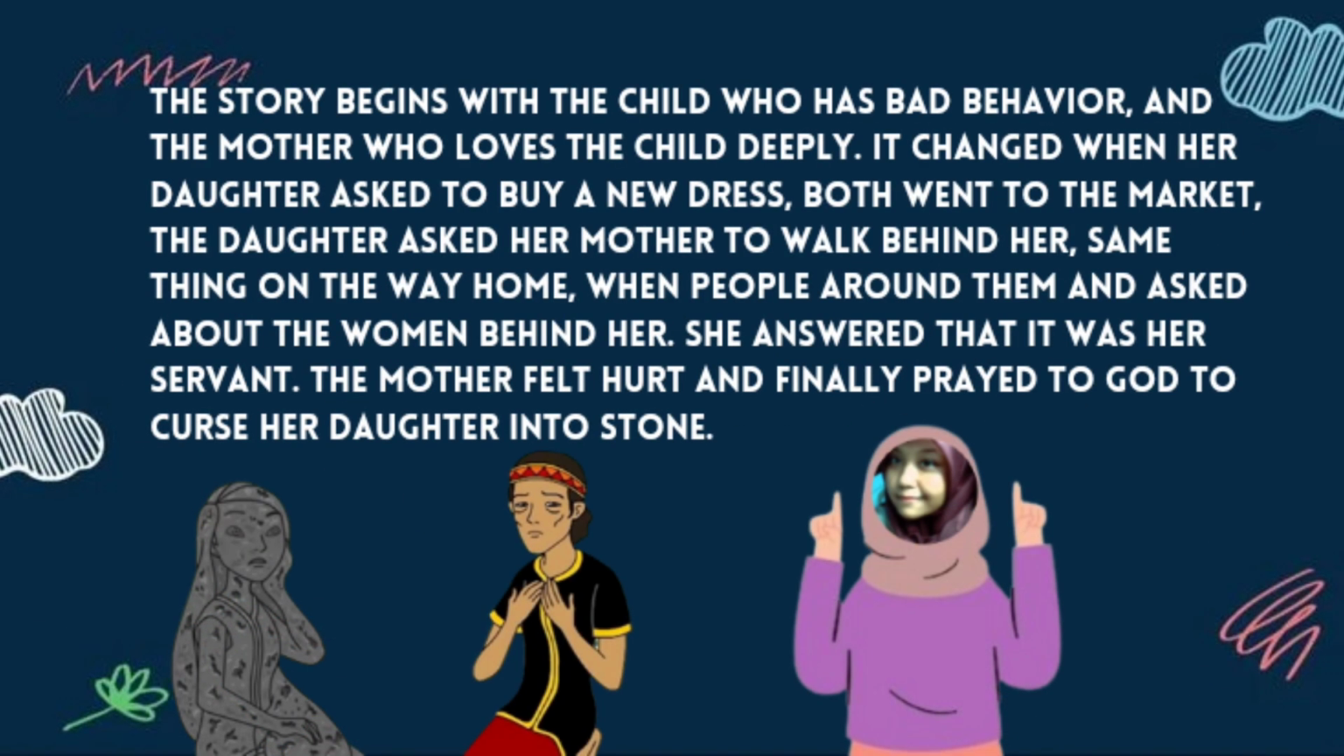The story begins with the child who has bad behavior and the mother who loves the child deeply. It changed when her daughter asked to buy a new dress. Both went to the market. The daughter asked her mother to walk behind her. Same thing on the way home. When people around them asked about the woman behind her, she answered that it was her servant. The mother felt hurt and finally prayed to God to curse her daughter into a stone.